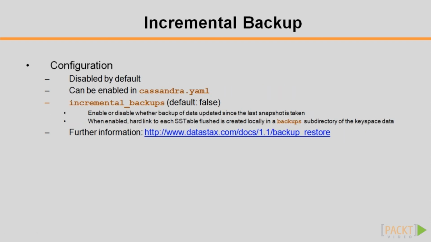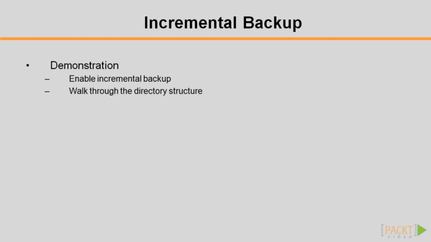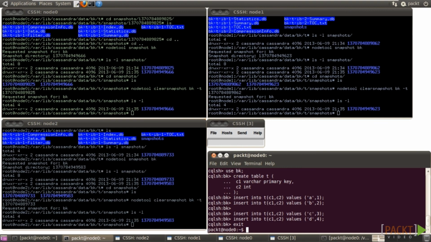To enable incremental backup, we need to set the parameter incremental_backups in cassandra.yaml to true. I'll show you how to do it in the following demonstration. In this demonstration, I'll enable and make 2 incremental backups and walk you through the directory structure. Exit CQLSH. As a full snapshot has already been taken in the previous video, it's not required here.